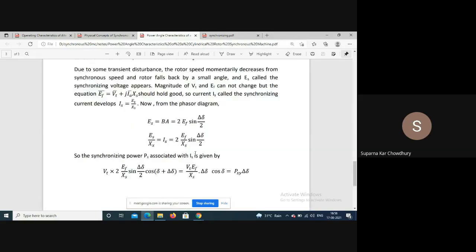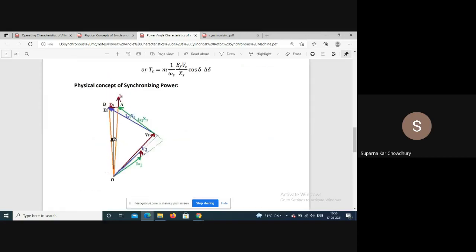Now ES by XS, I have just a printing mistake. So ES by XS is equal to IS. So IS is equal to 2EF by XS sine of delta by 2. Now what is the corresponding power? Power is voltage V, power corresponding to the synchronizing current.